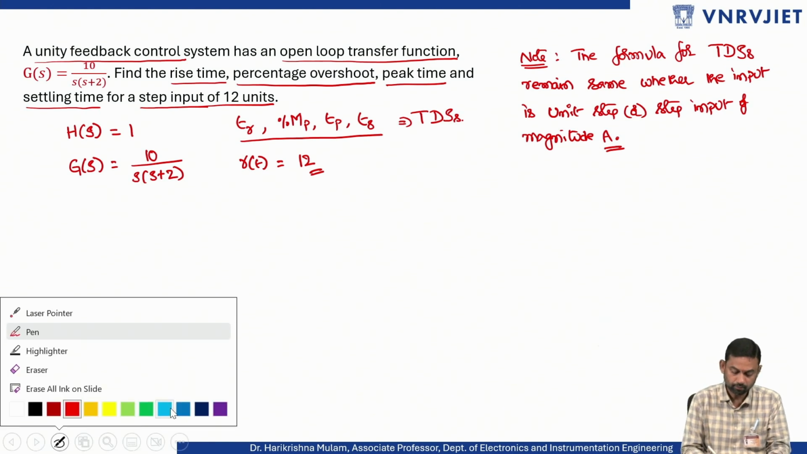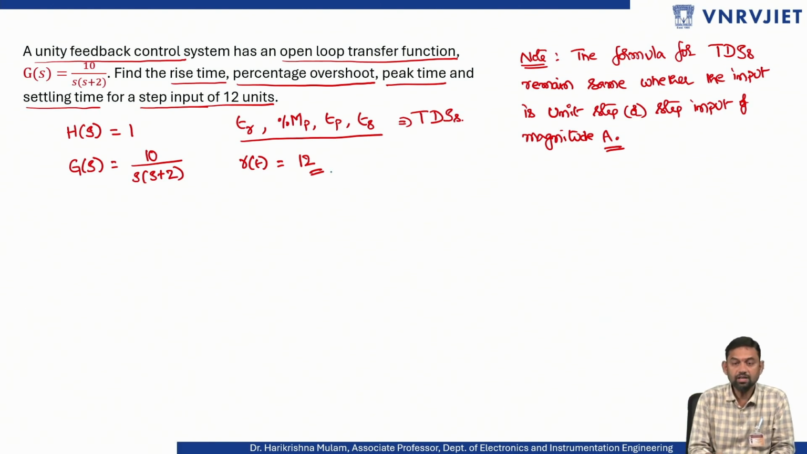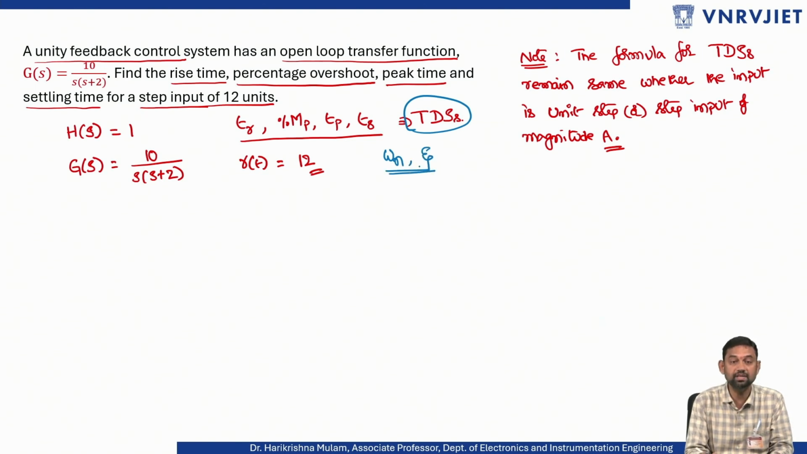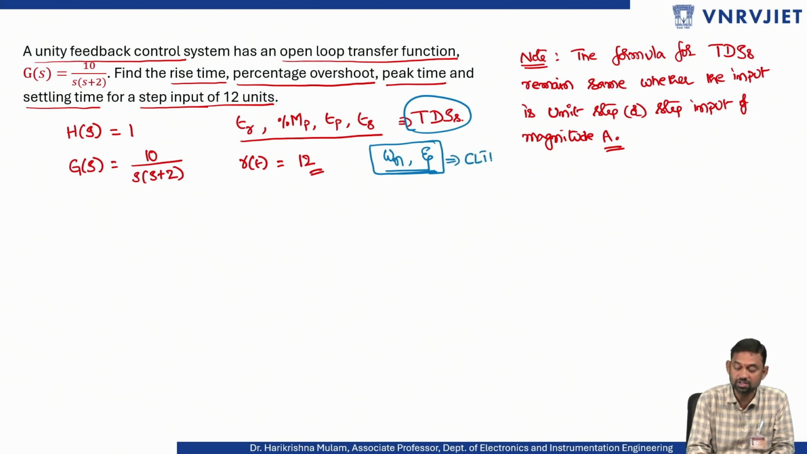We already told several times, if you want to find these time domain specifications, you need the value of the undamped natural frequency omega n and the damping ratio zeta. If you know these two parameters, you can find all these time domain specifications using the appropriate formulas. But to find zeta and omega n, you first need to find the closed loop transfer function of the system.